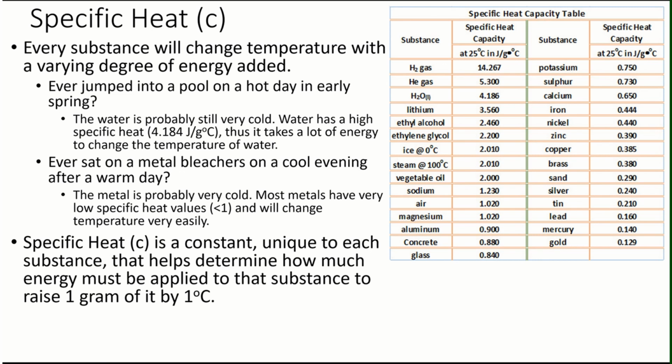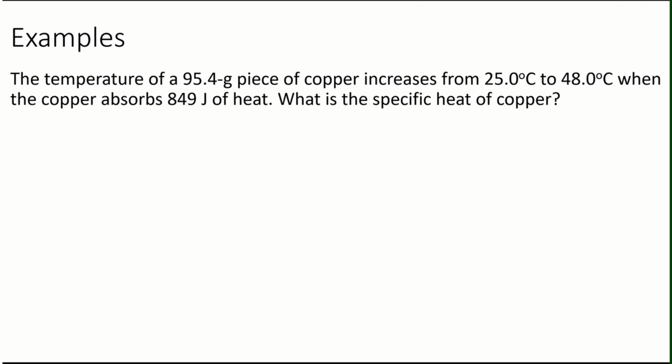So this variable, C, which stands for specific heat, is a constant, and it's unique to every single substance on Earth. Each substance has its own. Ice has a specific heat, steam has a specific heat, vegetable oil has a specific heat. They're all different from one another. They're all unique. Again, you'll be given a table on the test. You don't need to memorize anything, but here is one for your homework. Work through some examples with you here.